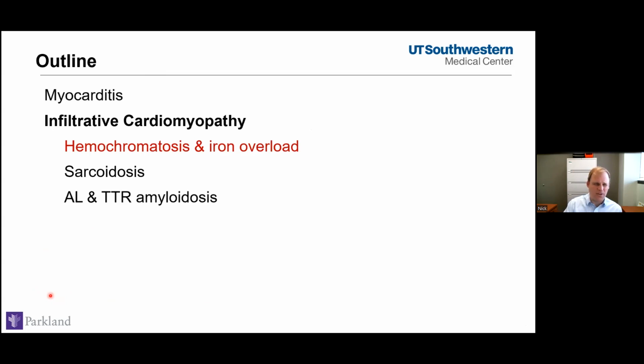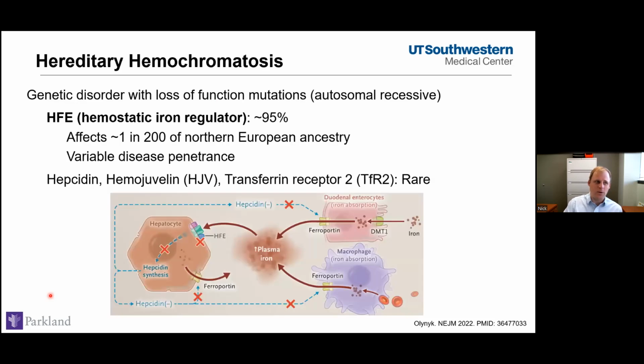Just a short bit on hemochromatosis and iron overload. It comes up every now and then. We know that there's really two flavors.